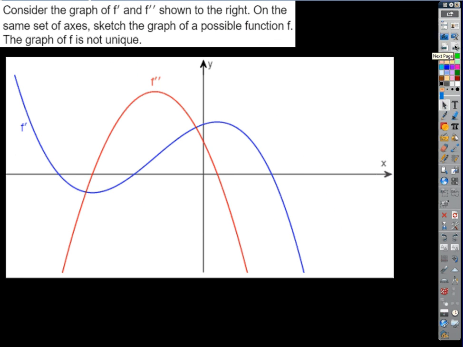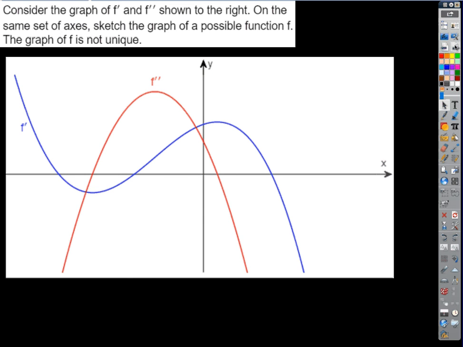All right, how about something like this? Consider the graph of f prime and f double prime shown to the right. On the same set of axes, sketch the graph of a possible function f. Now, there's no one right or wrong answer, because it wouldn't make any difference if I shifted these curves up and down, the slopes aren't going to change, right?